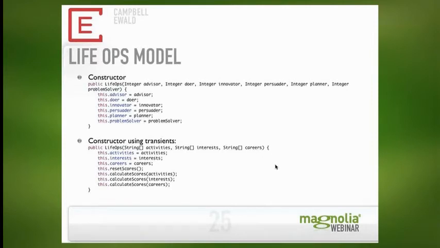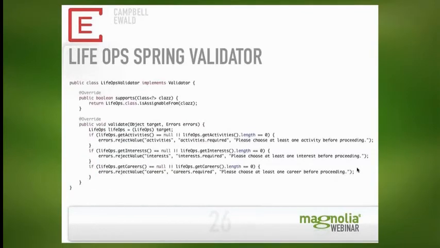Since the activities, interests, and careers are transient values, we need a way to validate those. So we've created a Spring Validator class, which allows us to validate those transient values as they come in. Here we're just checking to make sure that at least one item from each of the 3 categories has been chosen.